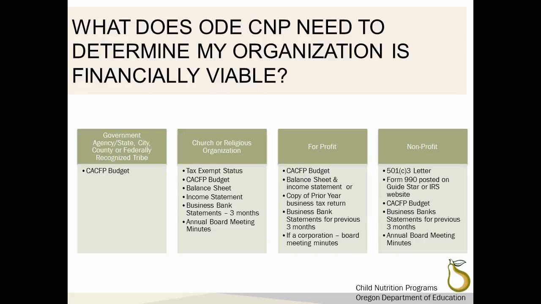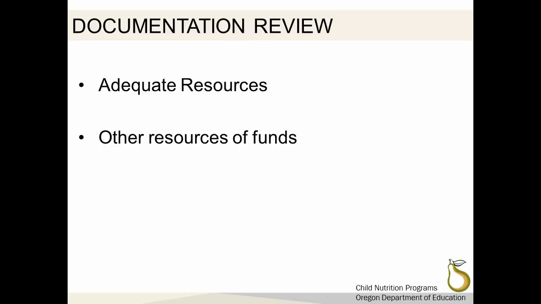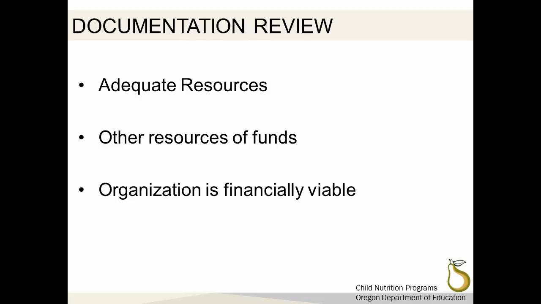For more information on administrative guidance and how to complete the CACFP budget, please see the CACFP training page for trainings on administrative budget guidance and the budget form training. As shown on the last slide, to determine if an organization is financially viable, ODE-CNP reviews various documents to see if there are adequate resources, other resources of funds, and if the organization is financially viable. Next, let's look at some examples of documentation ODE-CNP will review during the application process and annual renewals.